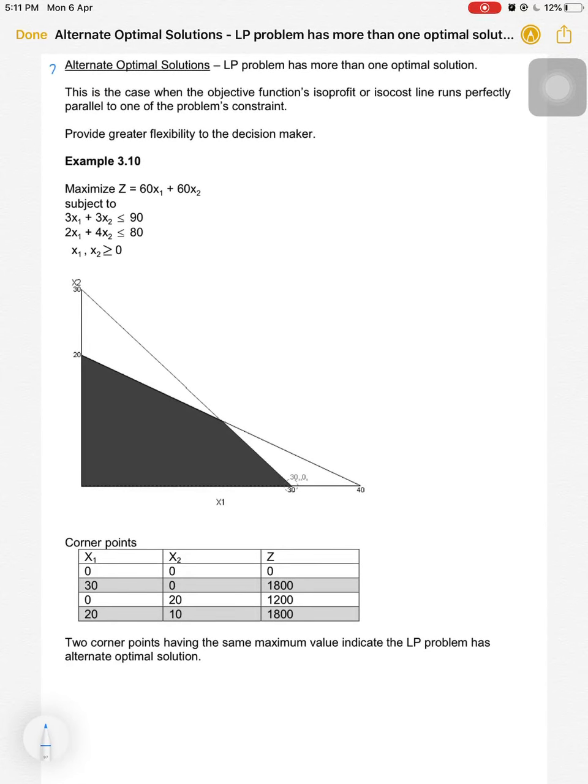Okay, number 3, alternate optimal solution. LP problem has more than one optimal solution.